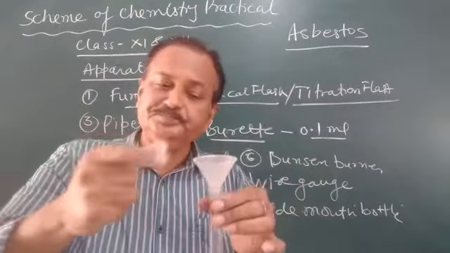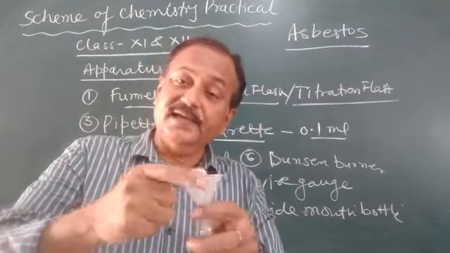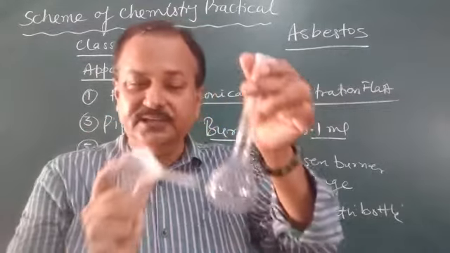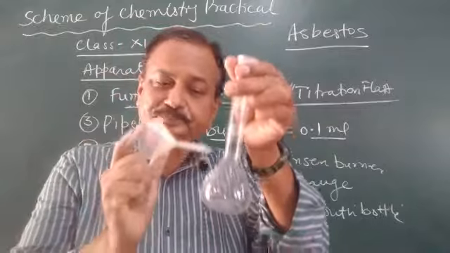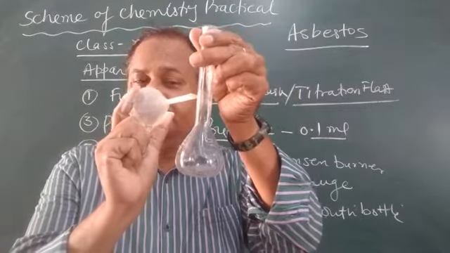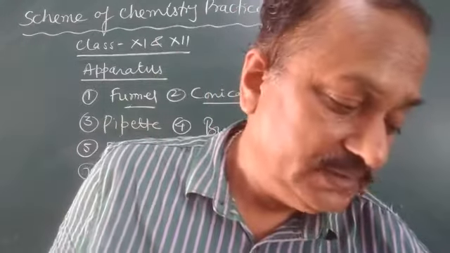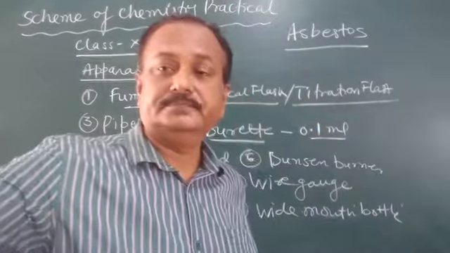For preparation of the solution, what do we do? Put some salt here, add some distilled water, and dissolve it completely with the water. Then add water and stir it. Add drop by drop to make the volume equal to 100 ml. So this is what is there for the titration.